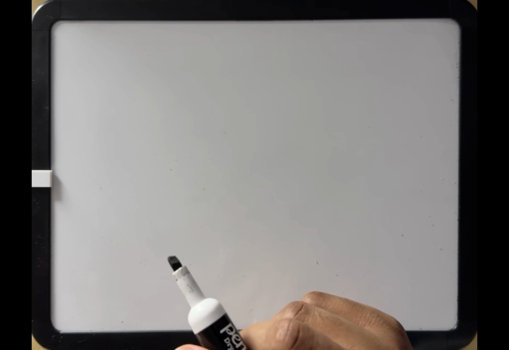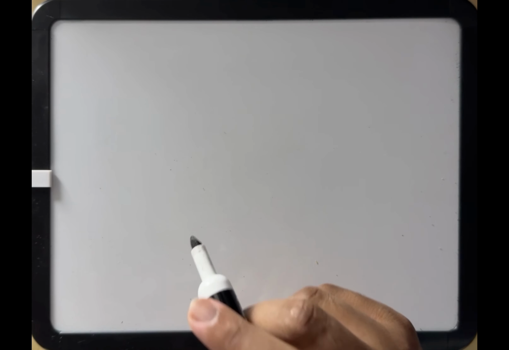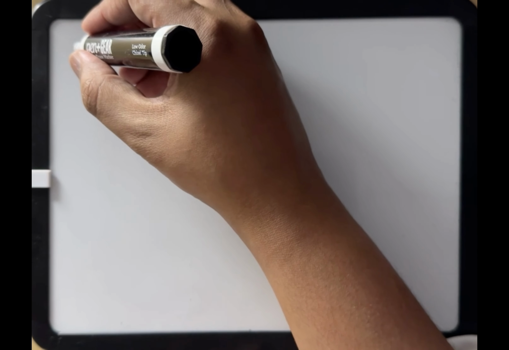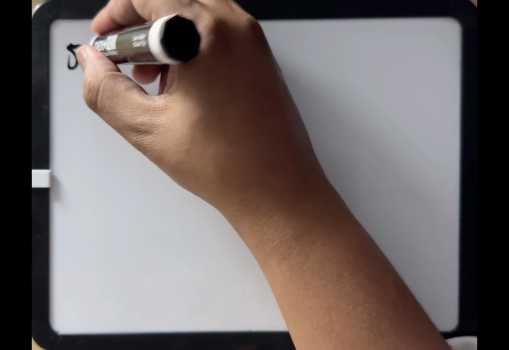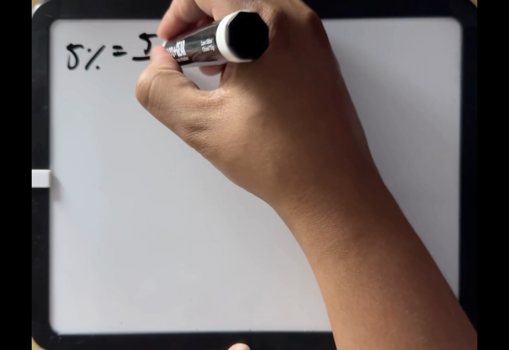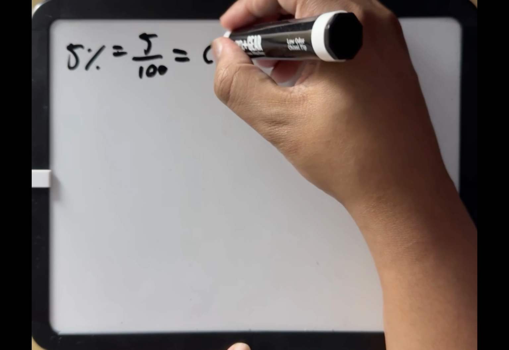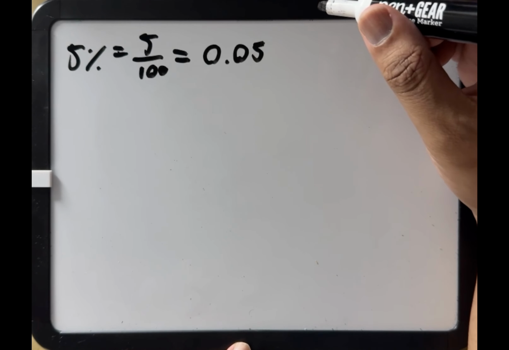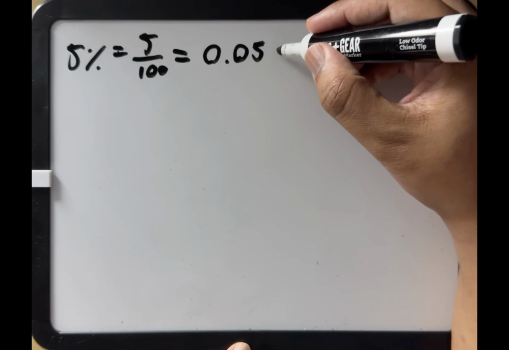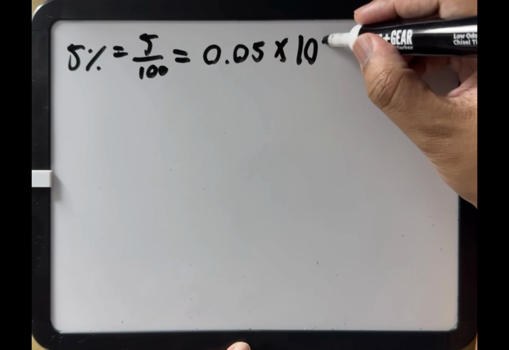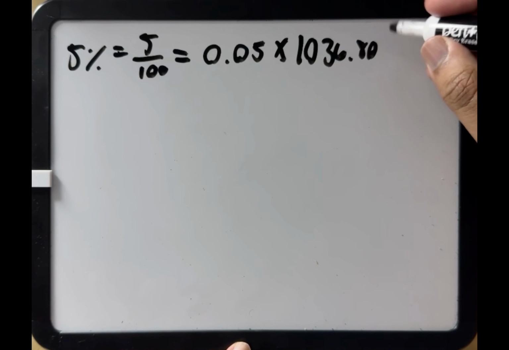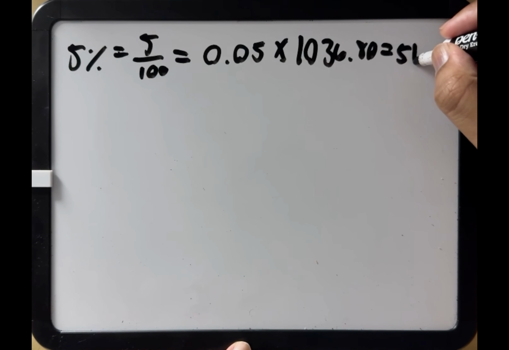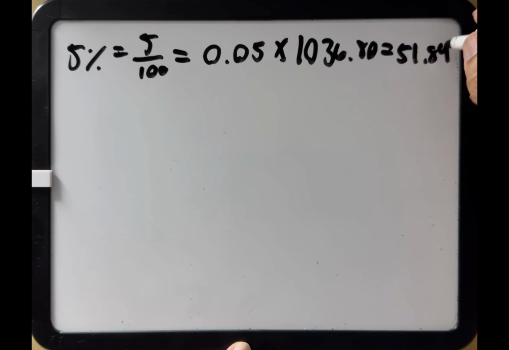Step 3, we add the 5% processing fee now. So what is 5% of $1,036.80? Once again, convert that 5% to a decimal. 5% equals 5 over 100 equals 0.05. Okay? So now we multiply to find the processing fee. 0.05 times 1,036.80 equals 51.84. So now we simply have to add the processing fee to the tax total.